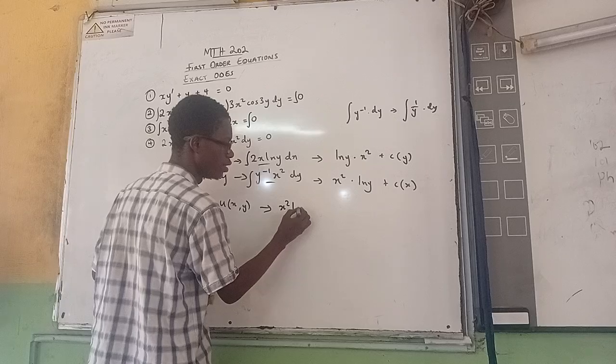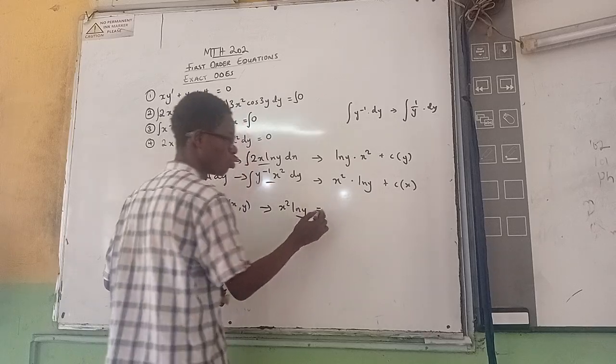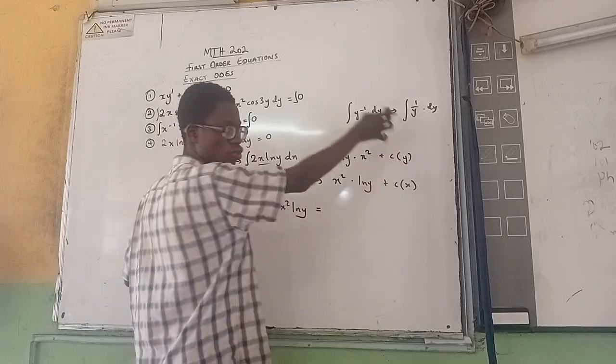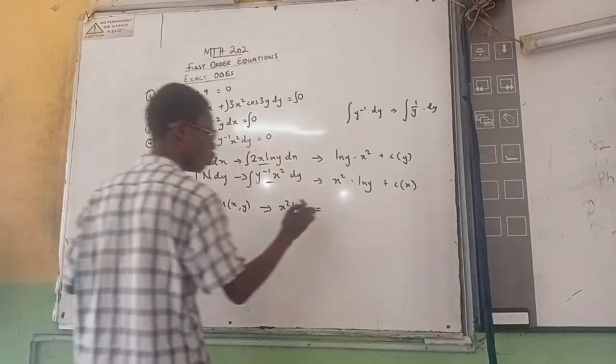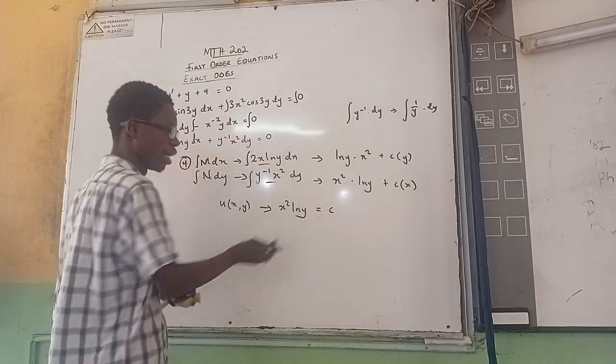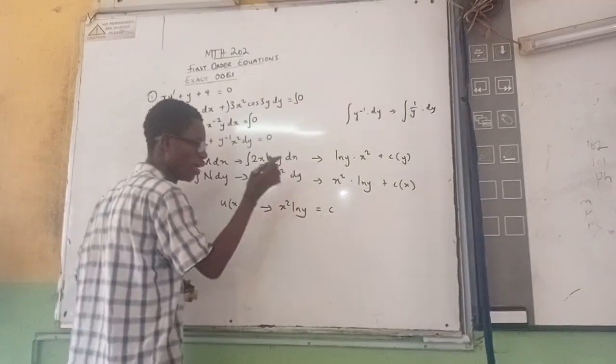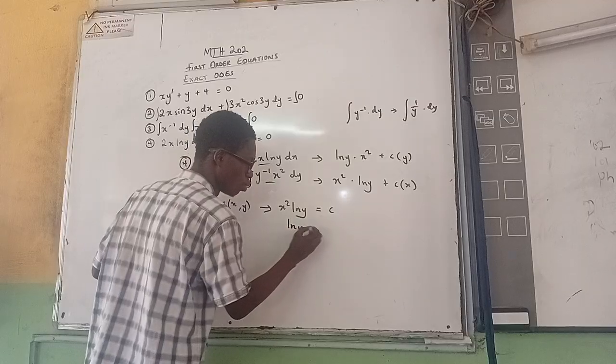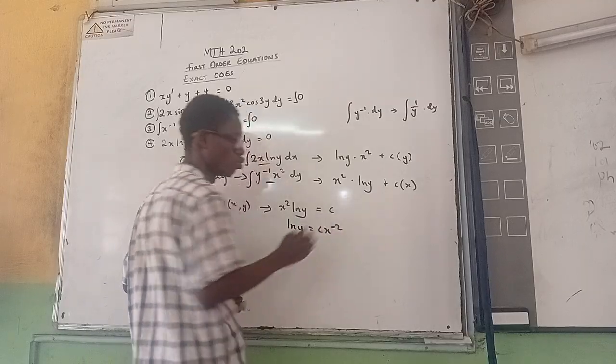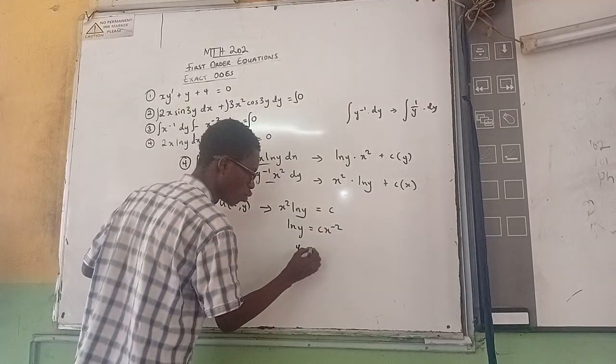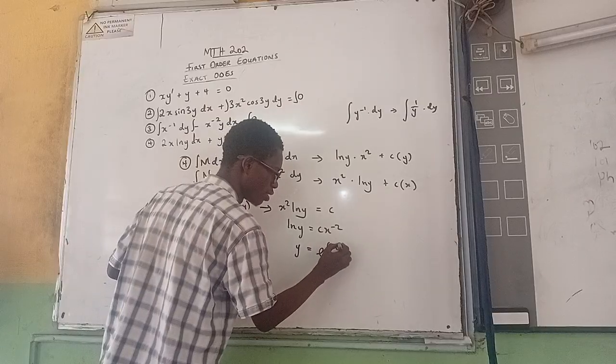The x squared ln y terms, both of them do not exist, equals the integral of 0, which is a constant. So we can now simplify this for y and say ln y equals cx minus 2, which means y equals e raised to the power cx minus 2.